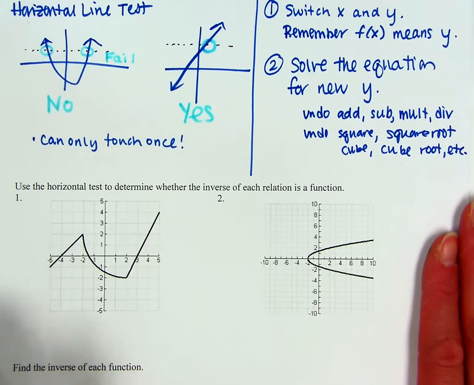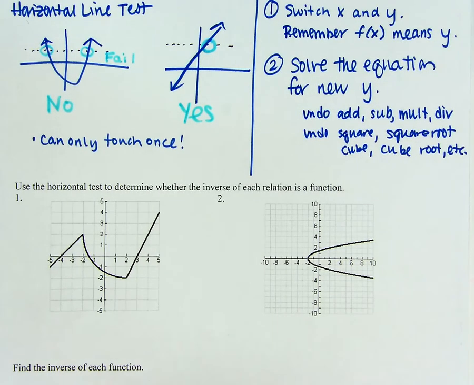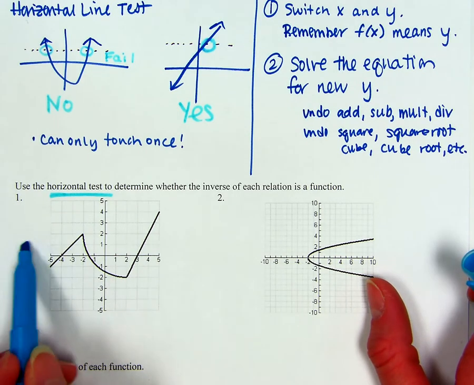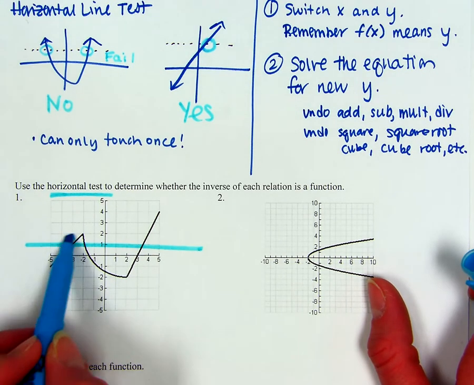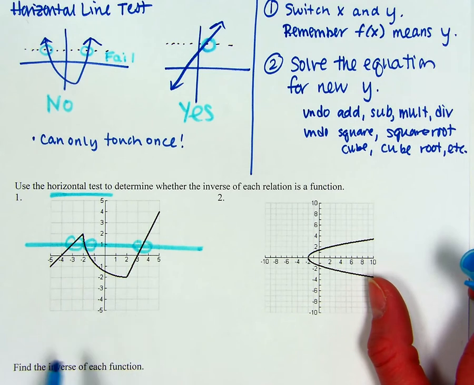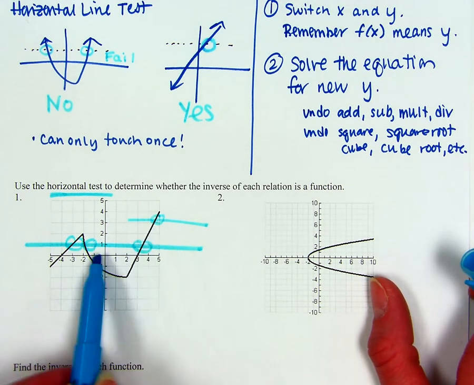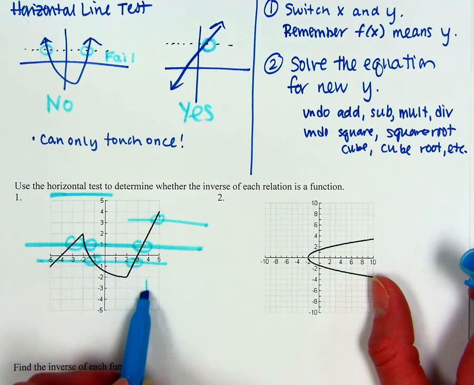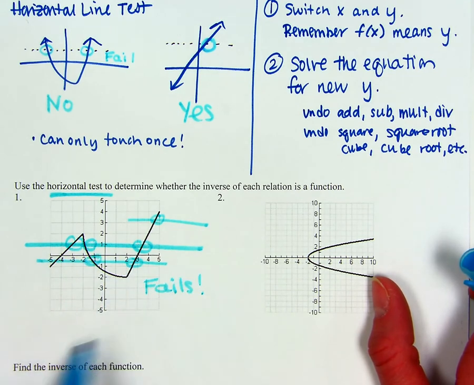All right, so it says use the horizontal line test to determine whether the inverse of each relation is a function. Horizontal lines go left to right. So if I drew a horizontal line, it can touch only once. That fails, right? Even if I drew this horizontal line here and it touches only once, that's okay, but if anywhere it touches more than once, then it fails. So that is a no.